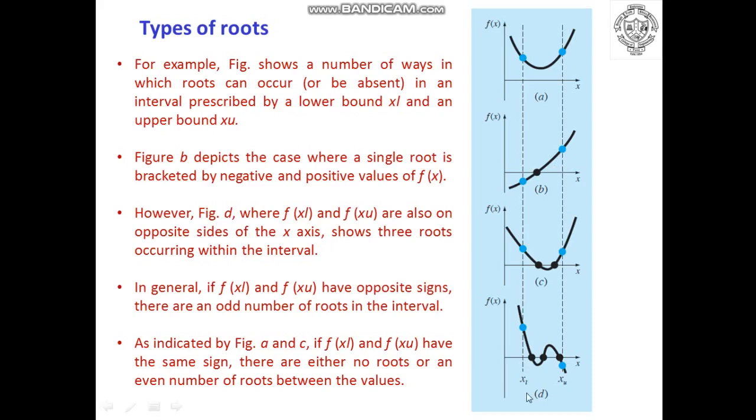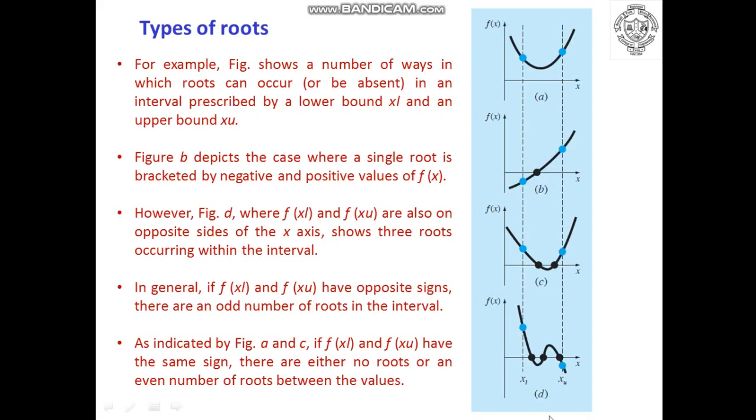However, if you see figure D, the function of xl and function of xu are also on the opposite sides of the x-axis, and it shows three roots occurring within the interval. So it is not necessary that if one function has a positive value and the other has a negative value, only one root is present.